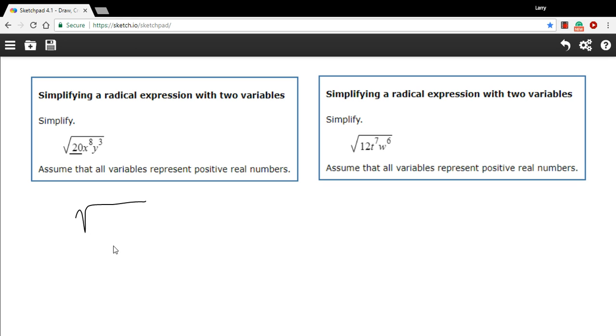Well, let's see. 20 is 4 times 5, and that's a good way to factor it because 4 is a perfect square. So I can take the square root of that, and that would give me a 2. So this is 2 times the square root of 5.